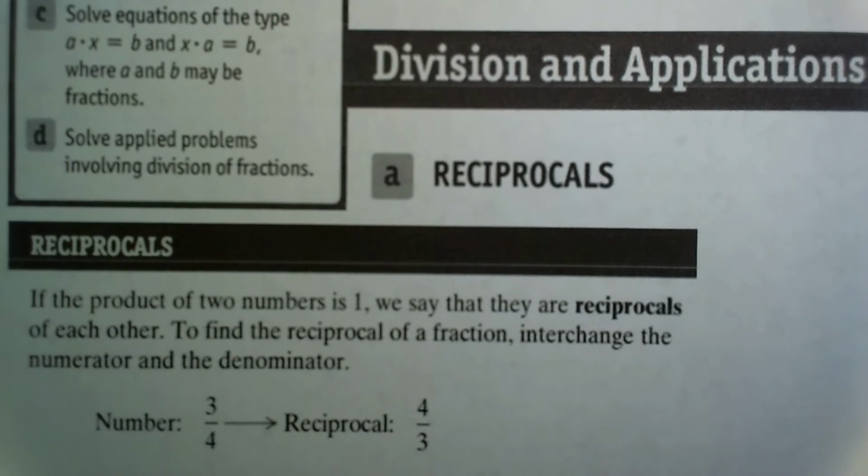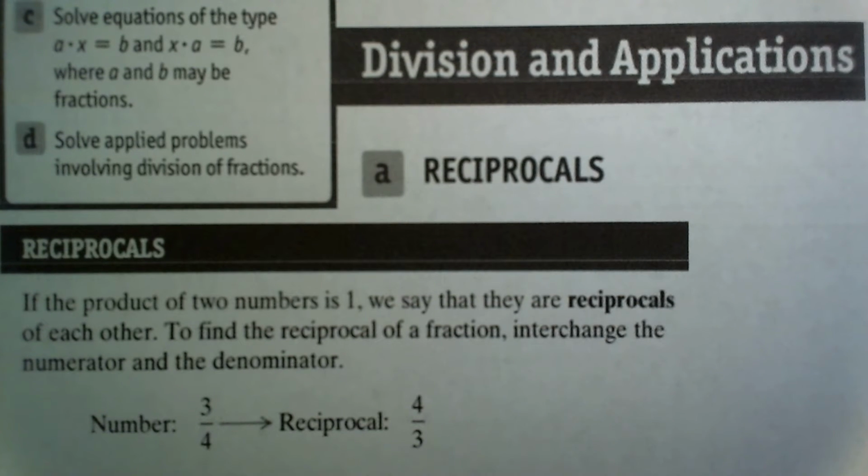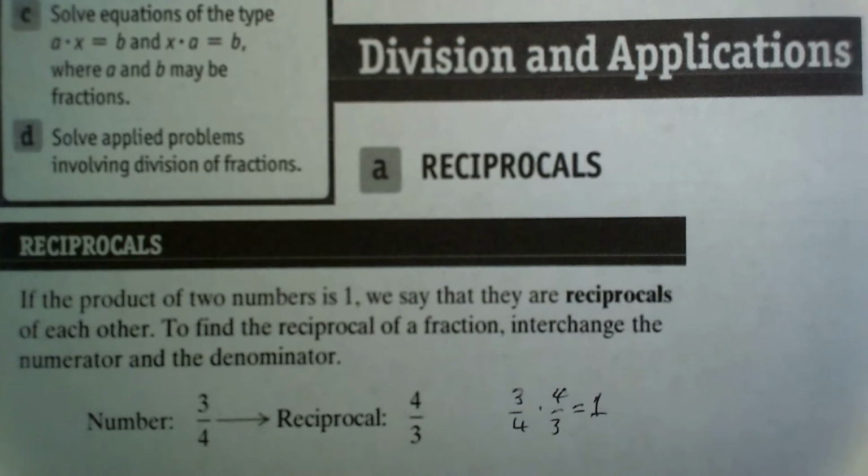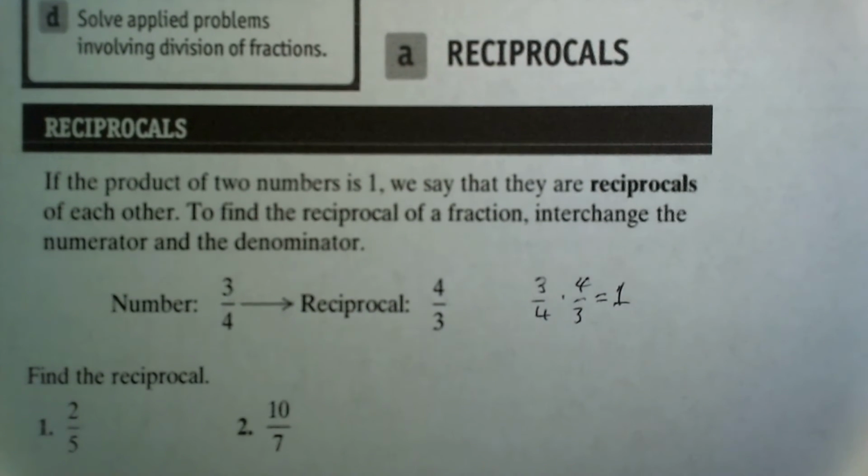So in other words, for example, if the number is 3/4, then its reciprocal is 4/3. Because 3/4 times 4/3 is equal to 1. The 3's cancel, the 4's cancel, so the whole expression equals 1. So that is the idea of reciprocal. So now we're going to look at some simple exercises.